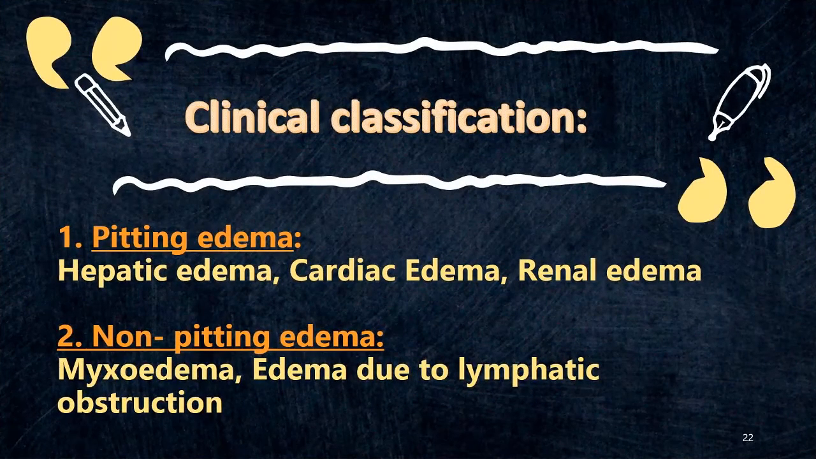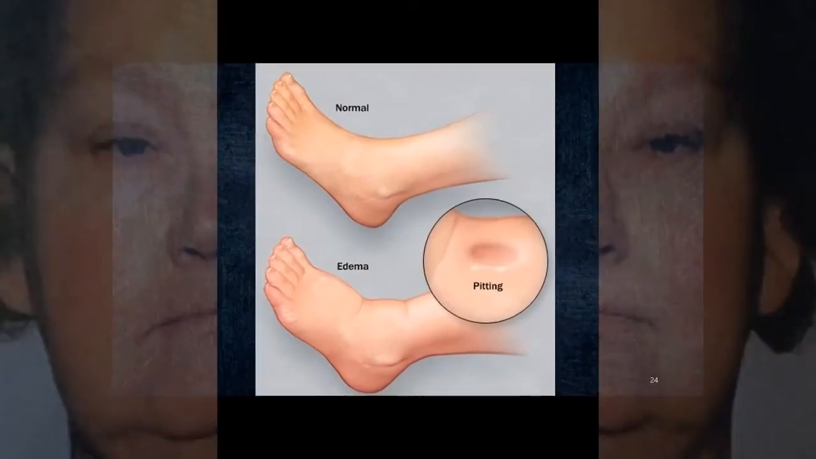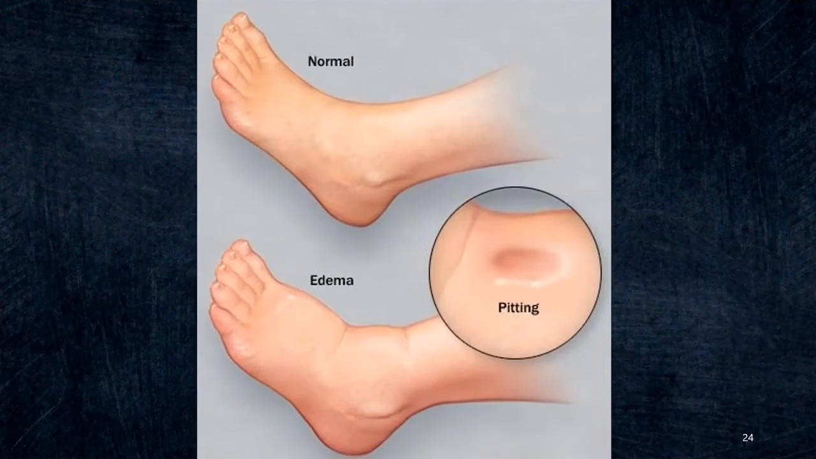Another classification, clinical classification. One, pitting edema. Second, non-pitting edema. Pitting edema examples are hepatic edema, cardiac edema, renal edema, and non-pitting edema, myxedema, edema due to lymphatic obstruction, etc. This is a figure of myxedema, and it is a non-pitting edema. Okay, and this is a figure of pitting edema.